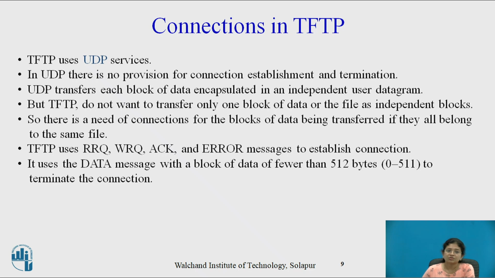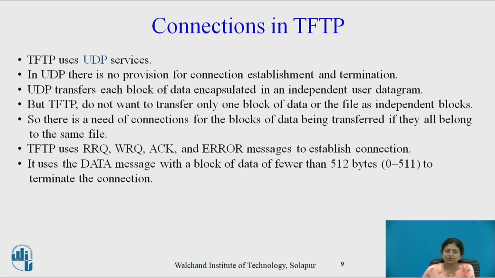Why? Because of some messages. TFTP uses RRQ, WRQ, acknowledgement and error messages to establish the connection. It uses a data message with a block of data of fewer than 512 bytes, which terminates the connection. So this shorter block is used for the termination of the connection. There is no other code used for the termination of the connection.